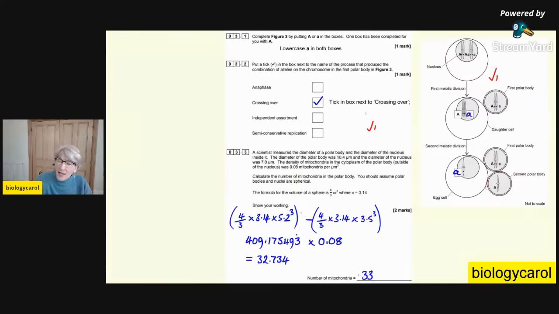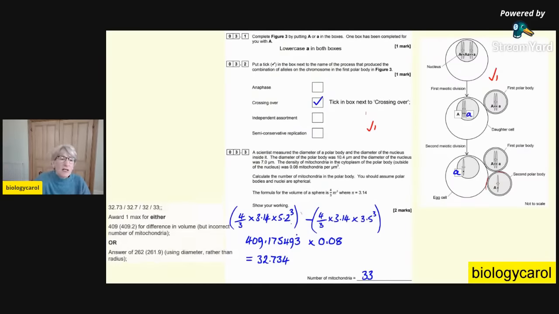And I have rounded this up because they're asking you, how many mitochondria? Well, you can't have 0.7 of a mitochondria. You've got to have a whole number. So I've rounded it up to 33. The mark scheme absolutely allowed you not to do that. And therefore I got the 2 marks there.